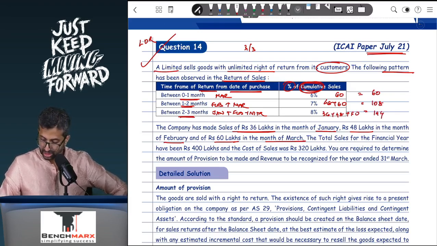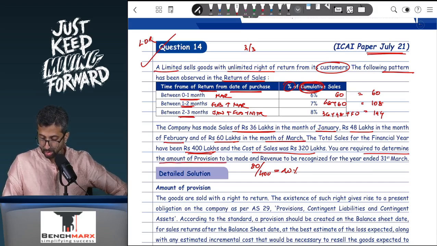The total sales of the financial year were 400 lakhs and cost of sales were 320, which means the profit is 80. And if I look at the profit margin, 80 divided by 400, that is equal to 20% will be my profit margin. Now you are required to determine the amount of provision to be made and the revenue to be recognized for the year ended 31st March.